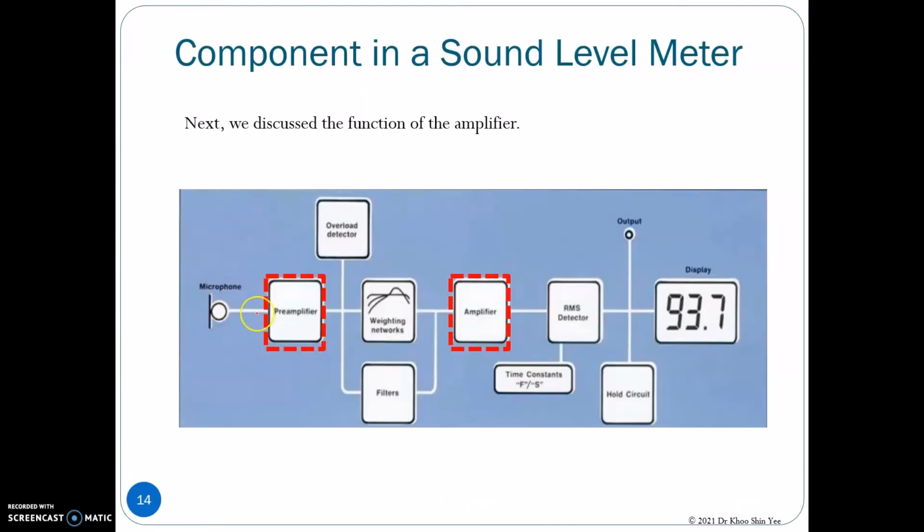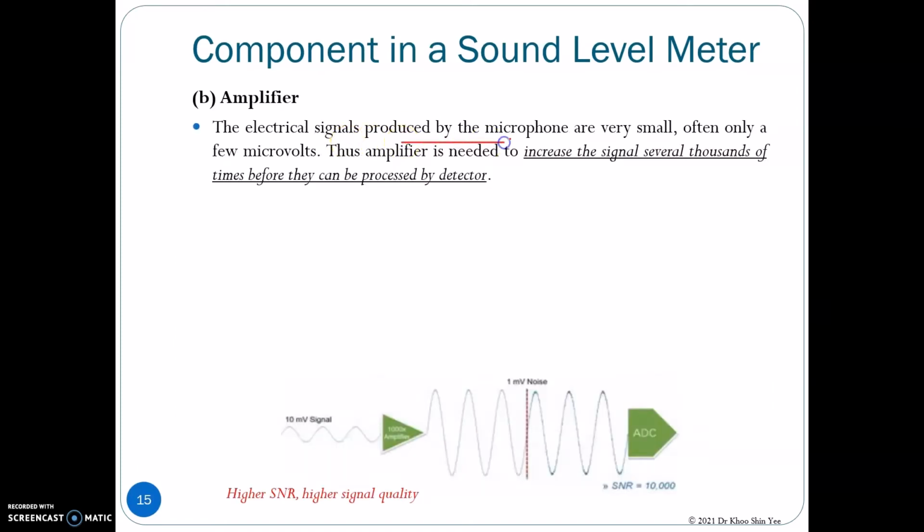After the microphone, the electrical signal will pass to the preamplifier. The electrical signals produced by the microphone are very small, which is located here, and we need the amplifier, which is given by this symbol. So in this case, the amplifier can increase the signal several thousand. Let's assume it can be increased by 1000 times the original signal. Therefore, after the amplifier, you will obtain 10,000 milliwatt of the signal.